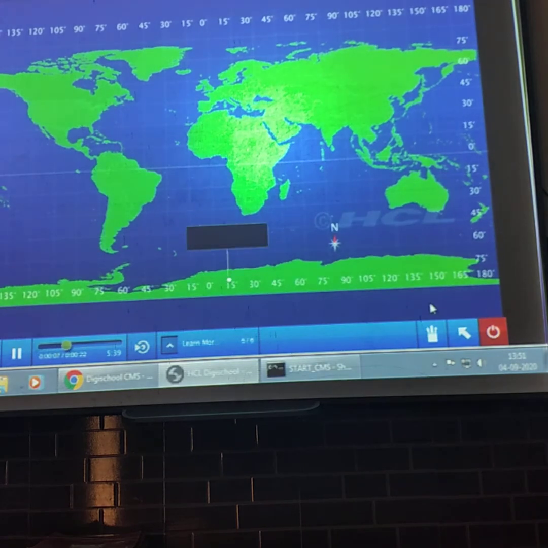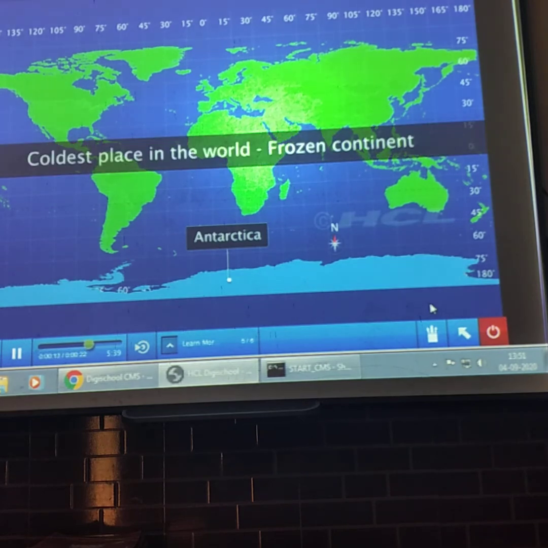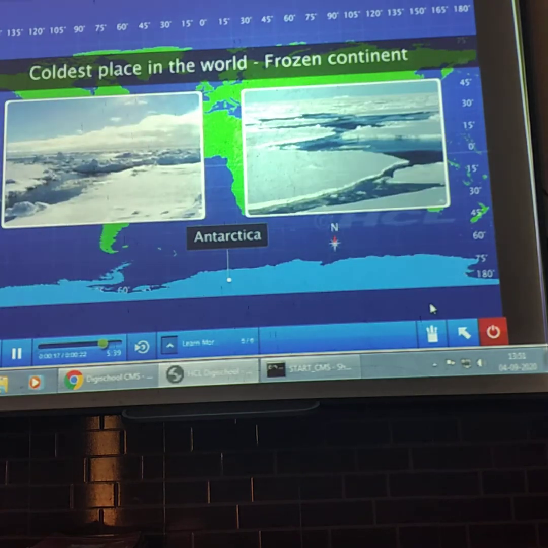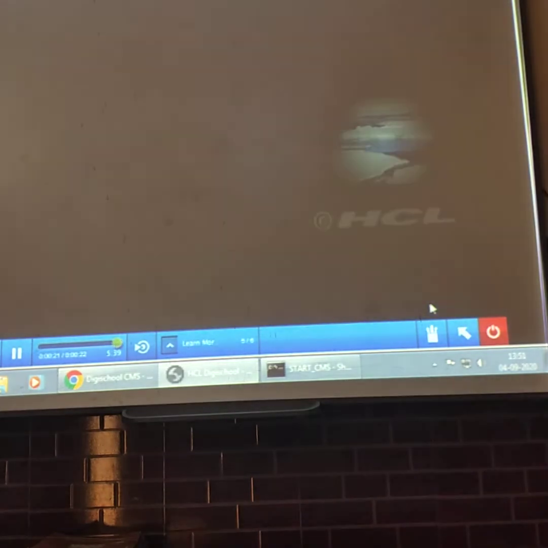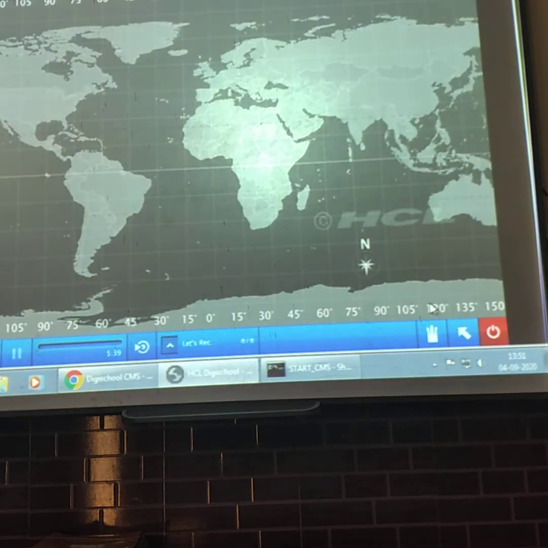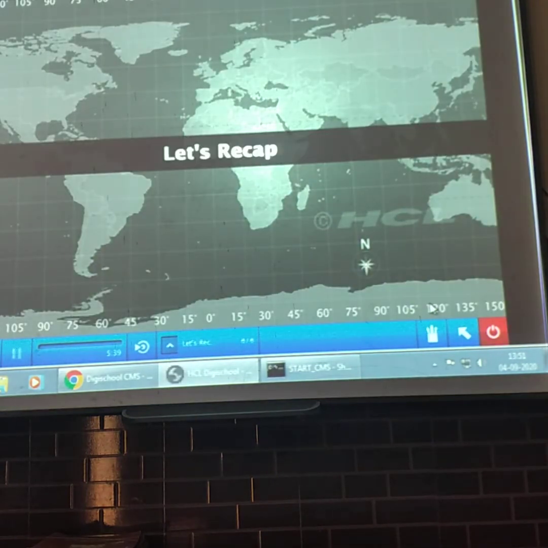The whole continent of Antarctica lies in the south frigid zone. It is the coldest place in the world and is often called the frozen continent. Here is a quick recap of what you have learned so far.